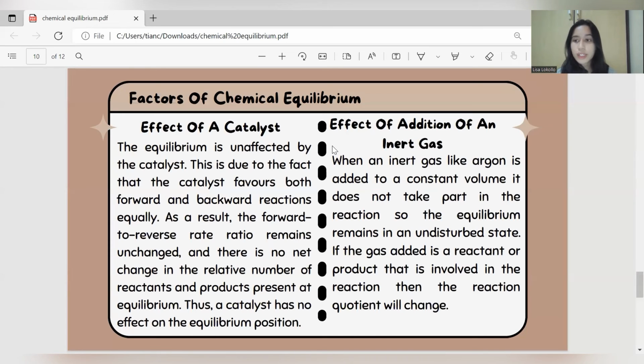Effect of addition of an inert gas. When an inert gas like argon is added at constant volume, it doesn't take part in the reaction, so the equilibrium remains in an undisturbed state. If the gas added is a reactant or product that is involved in the reaction, then the reaction quotient will change.